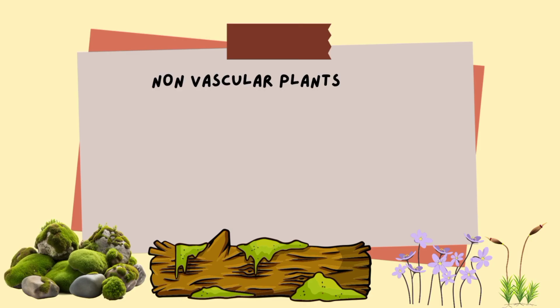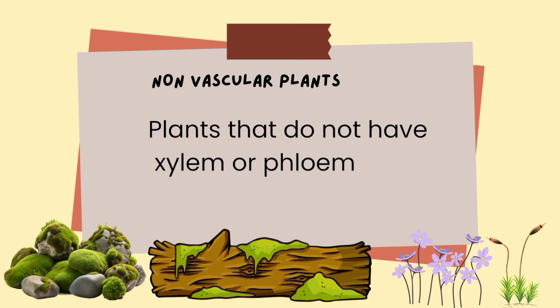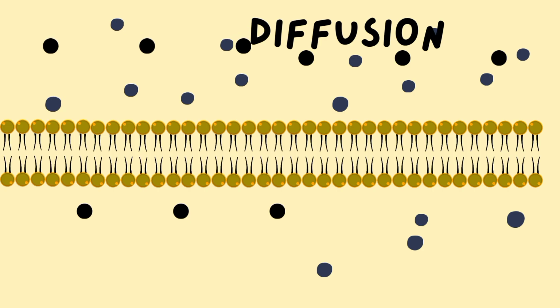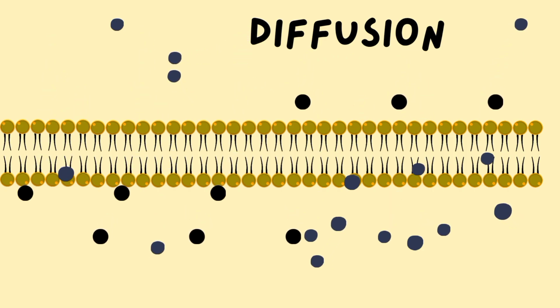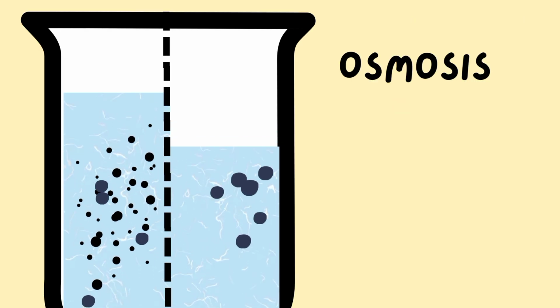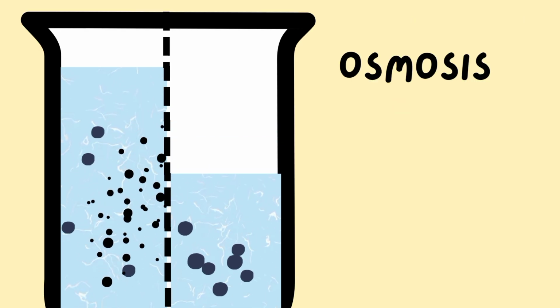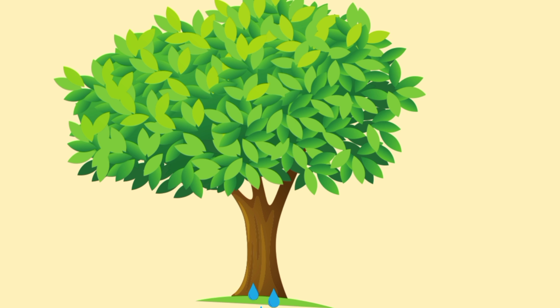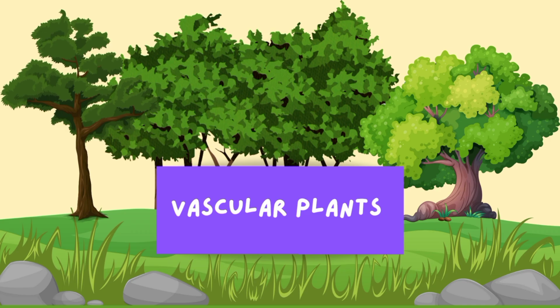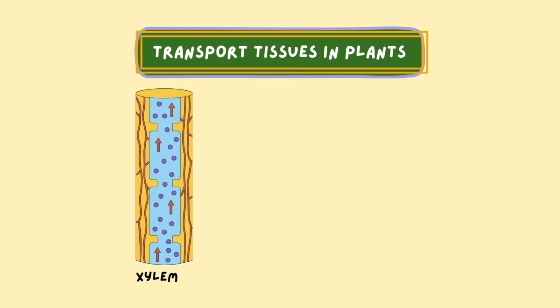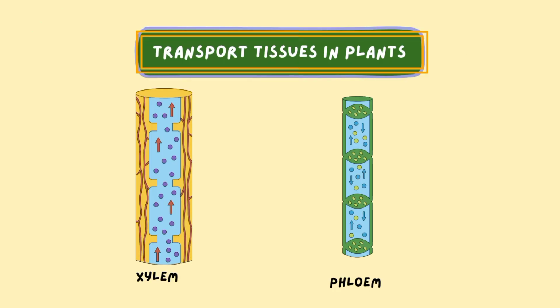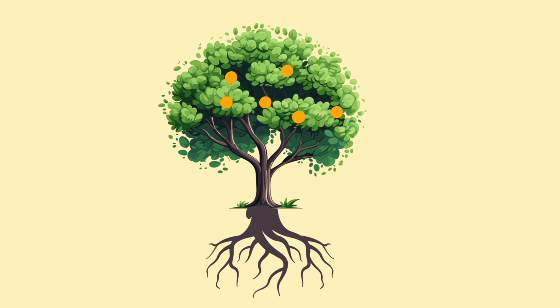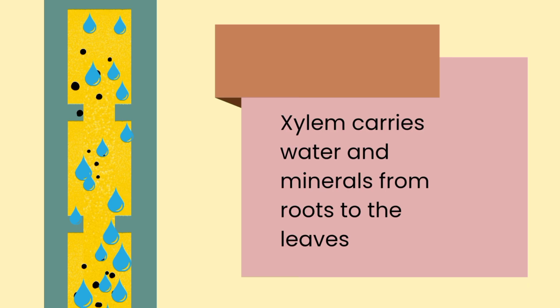Just to remind you, non-vascular plants are those that lack specialized transport tissues like xylem and phloem. Processes like diffusion and osmosis are slow processes that work only over short distances, making them inefficient for the need of higher plants. That is why higher plants, also known as vascular plants, have specialized tissue, xylem and phloem, that transport substances efficiently throughout the plant.